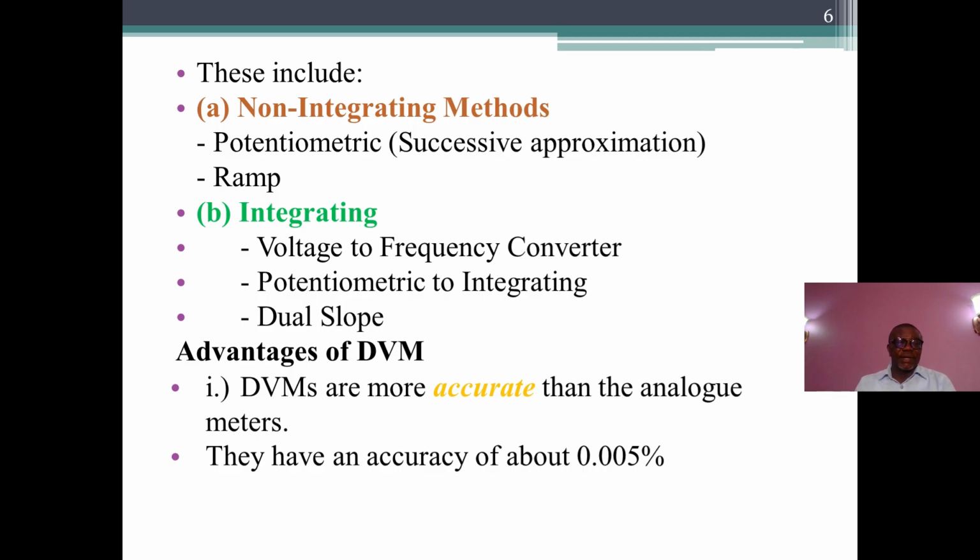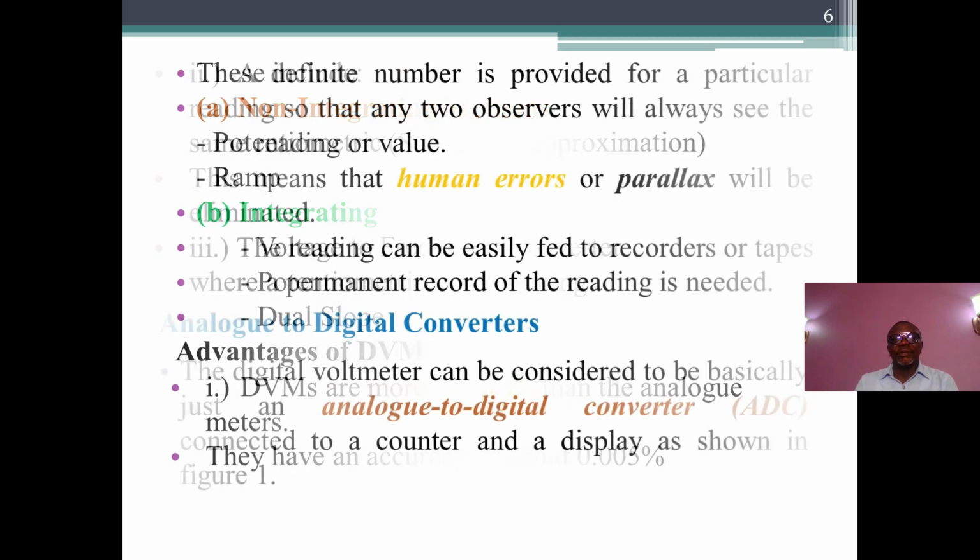Now, what are the advantages of this DVM? The advantages include that they are more accurate than the analog meters, and they have an accuracy of about 0.005%. You can see it is a very highly accurate instrument for measuring your variable.